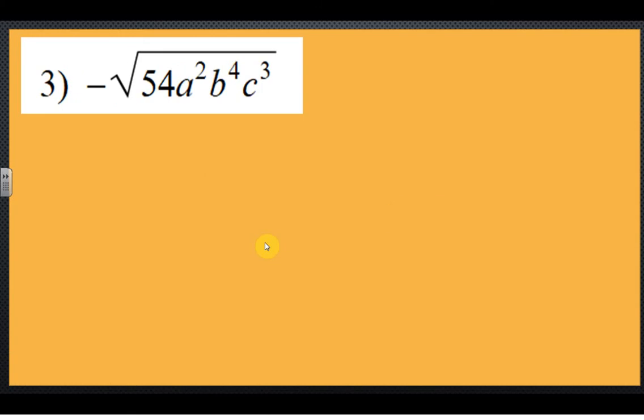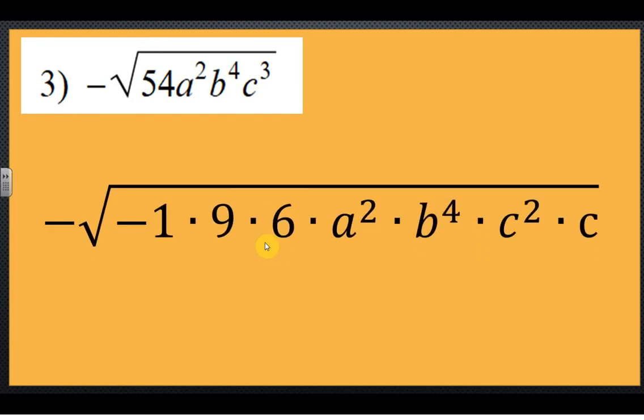All right, now be careful. This does not have a negative underneath. It should have a negative underneath. It does on your worksheet. I forgot to fix it on your worksheet.